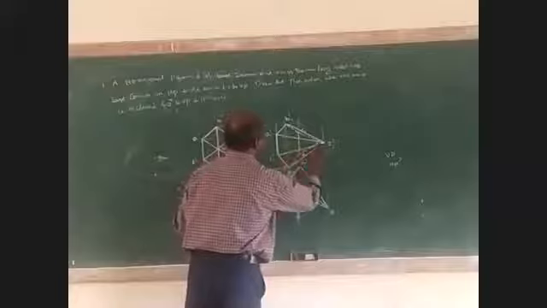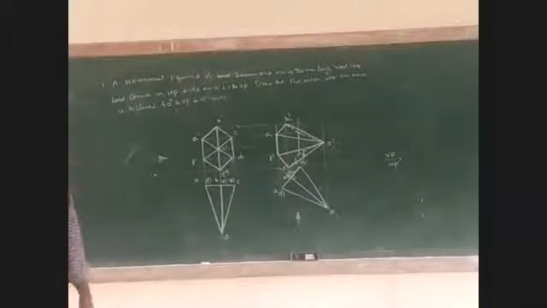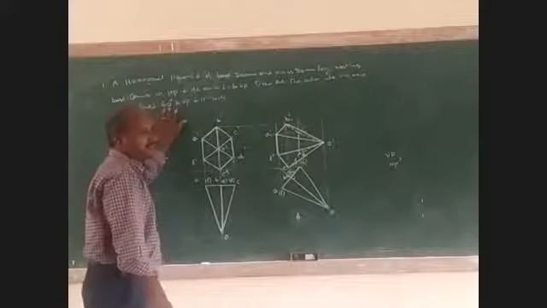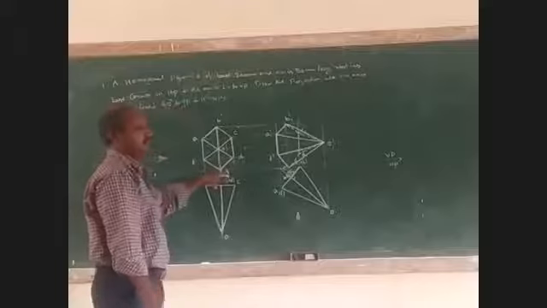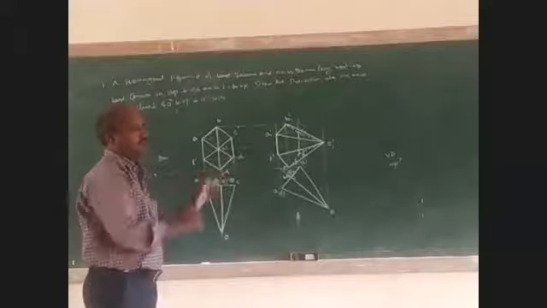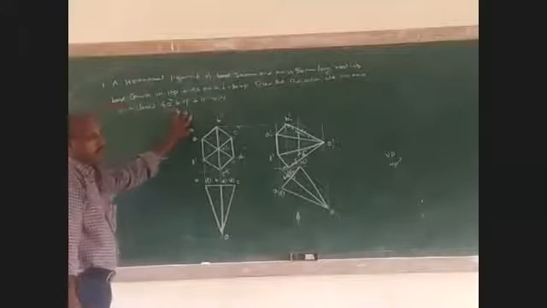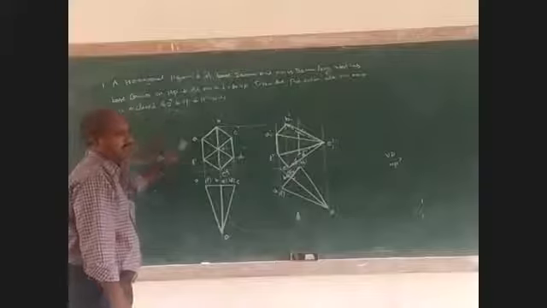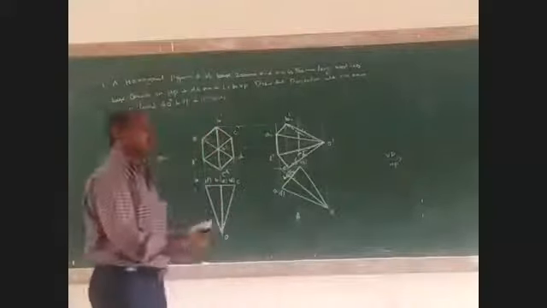Okay, this is the position of a hexagonal pyramid with base corner on HP and the axis inclined 40 degrees to VP. Are you clear? Is there any doubt on pyramid and prism? No. Next we see about a cylinder.